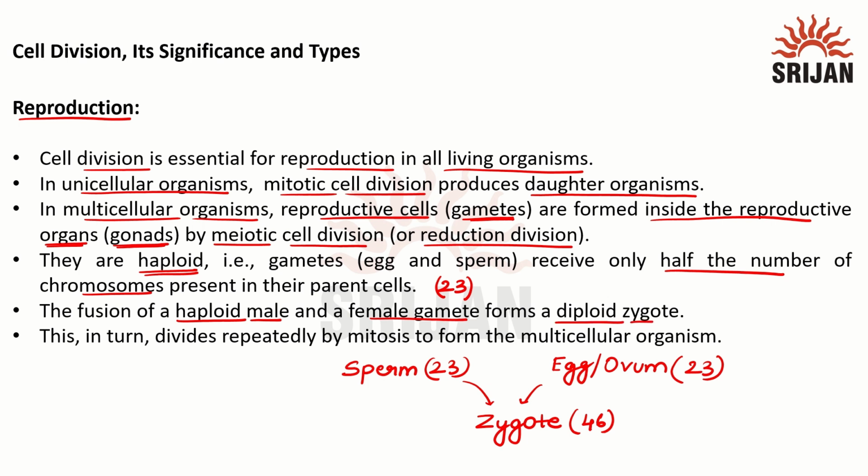So to obtain a diploid zygote in future, there should be cell division, that is meiotic cell division. Because of this reductional division and later fertilization, the number will come back to normal. Division repeatedly by mitosis will form a multicellular organism. That is, the zygote will further divide mitotically to form a bigger individual.